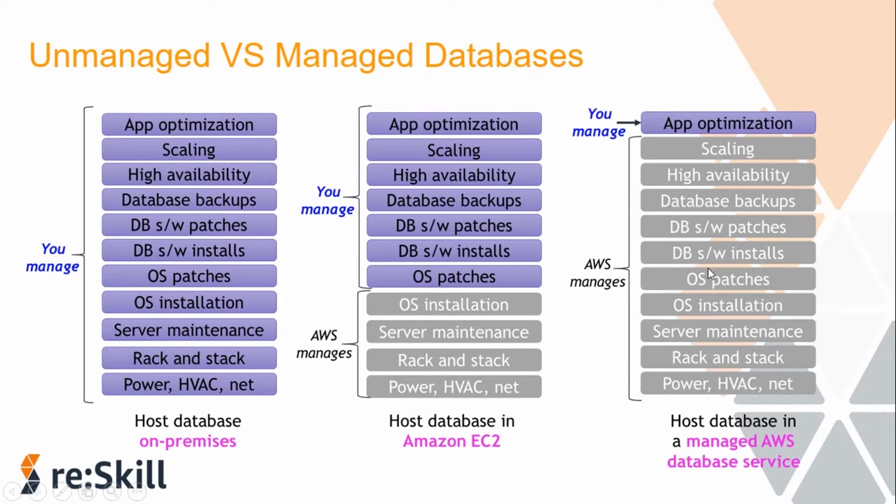The third option is to host a database on a managed AWS database service, where, as you can see, we don't have to take care of these things at all. They all will be managed. We just have to take care of the application optimization. That's it. That means we get more time to focus on application optimization rather than administrative tasks. We won't be spending our time and effort on that. So it depends on you basically: if you need more control, you can go for Amazon EC2. If you need more convenience, you can go for the managed database service.